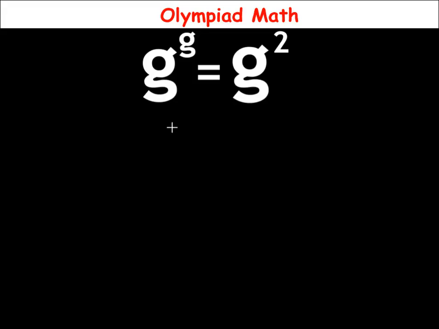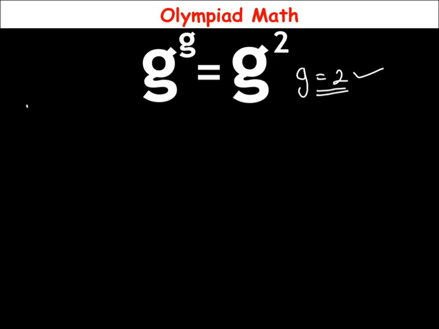Hello everyone, welcome. In this video, let us solve this exponential equation. So we have g to the power of g is equal to g to the power of 2. Now, from inspection and by observation, we have it that g is equal to 2, right? But this is just one of the values of g. Let's then solve for the other values of g.